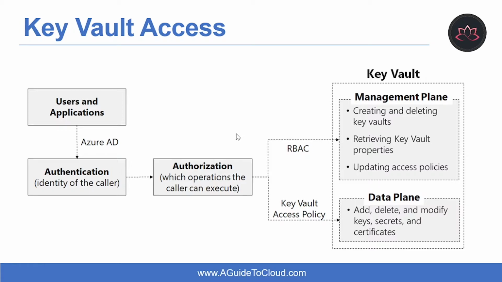To access Key Vault in either plane, all users or applications must have proper authentication and authorization. Authentication establishes the identity of the caller, and authorization determines which operations the caller can execute. Both planes use Azure AD for authentication. For authorization, the management plane uses RBAC and the data plane uses Key Vault access policy.